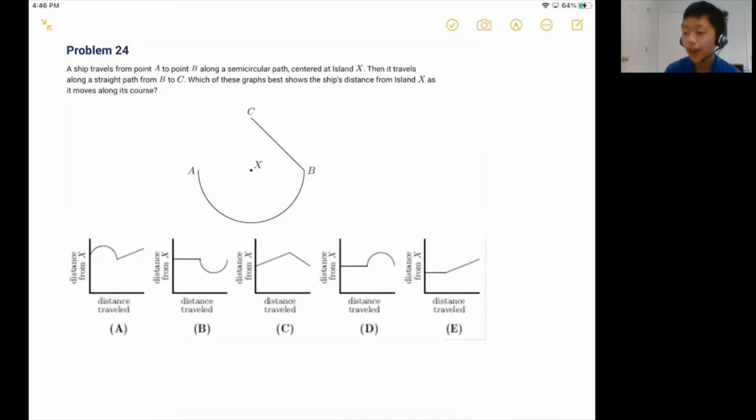In this case, we have a ship that's traveling from a point A to a point B on a semicircular path centered around island X. And then it travels along a straight path from B to C. And we want to know what graph best shows the ship's distance from island X as it moves along its course. So the general strategy for graph problems is you want to look at the special cases.